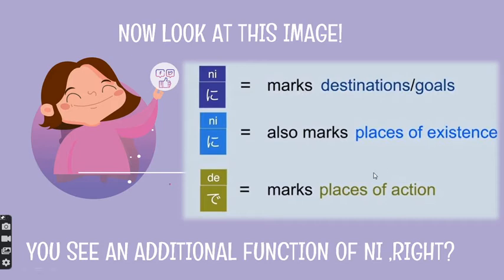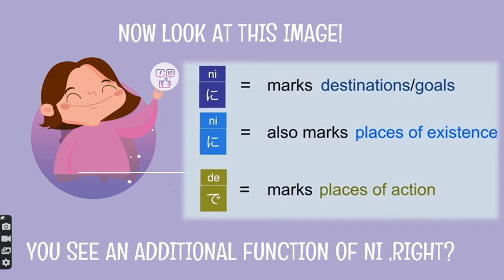Here is where students get confused. Ni marks the place of existence and de marks the place of action. Here is the difference. If I say a cat exists at my home, or there is a cat at my home, the home is where the cat is existing, right? So home is going to be marked by the particle ni. But when I say I play with cat at my home, the action of playing is carried at home. So this time, home, uchi, is going to be marked by the particle de and not ni.